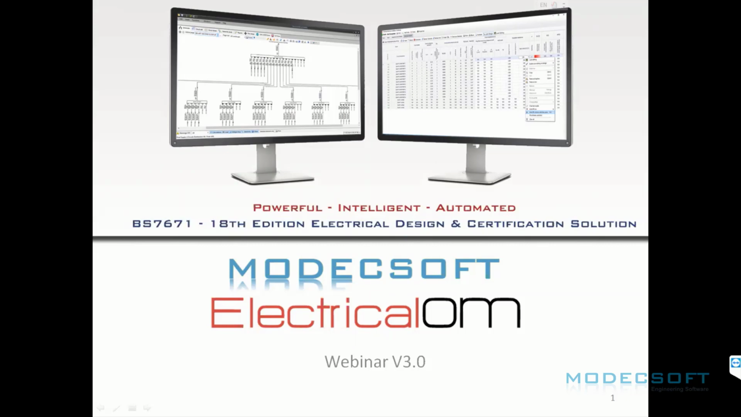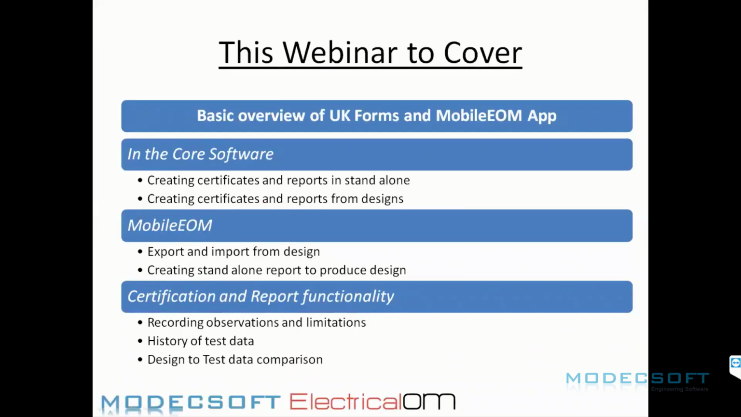Today's is all about the UK forms, and hopefully we'll get a little bit onto the mobile app. This is what we're going to be covering. It's really going to be split over two webinars, because there's a lot to cover at this point with the software. Here we're going to look at, to begin with, the core software itself, how the UK forms work, and how we create standalone certification reports within ElectricalOM.